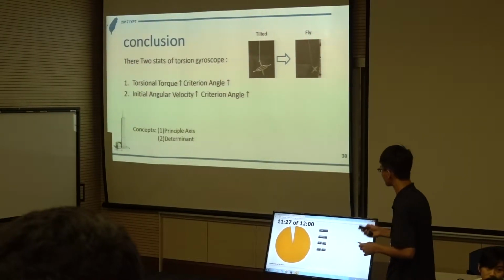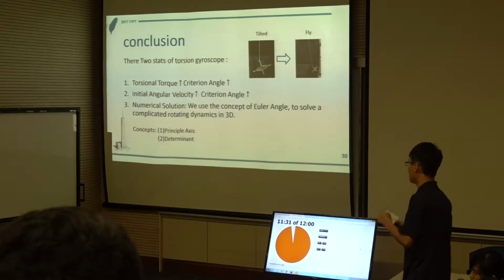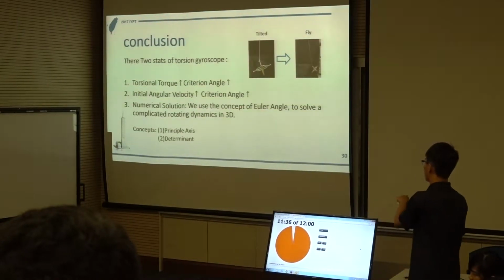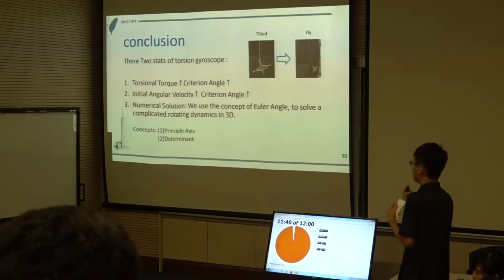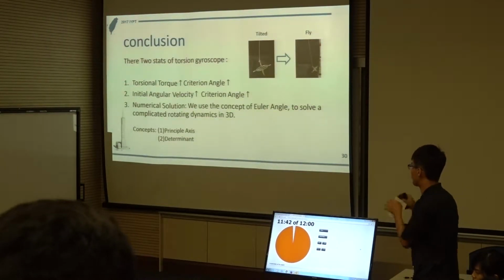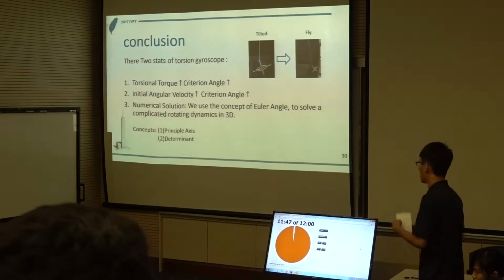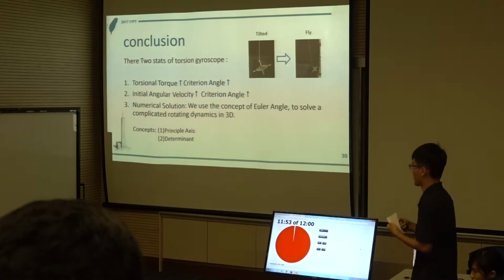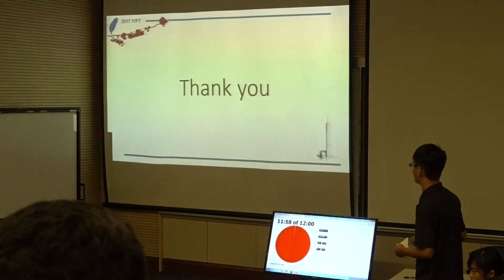And here, because the task of this problem is to investigate the dynamics of the gyroscope, we give a numerical solution, which uses the concept of Euler angles in order to have easier calculation to solve the complicated rotating dynamics in three dimensions of the gyroscope. And we use the concept of principal axis and also the determinant to help us solve this kind of complicated problem. And this is the dynamics, and this is the result. Thank you.